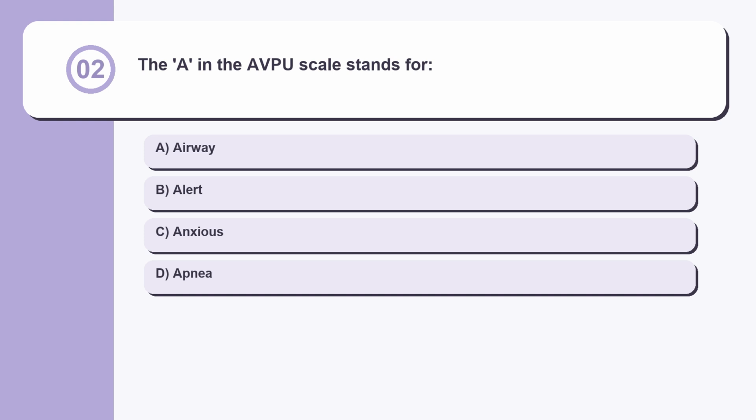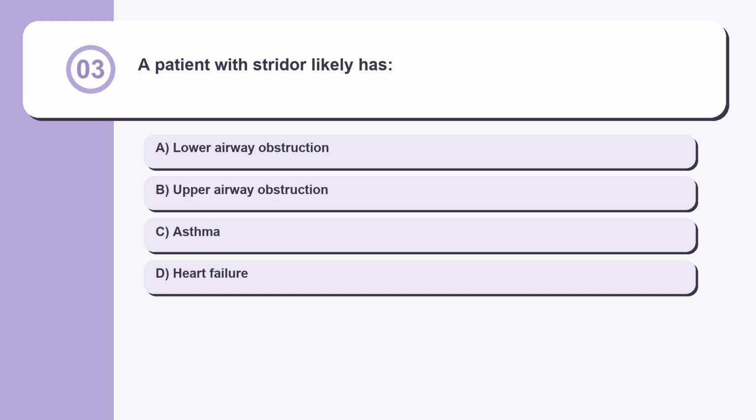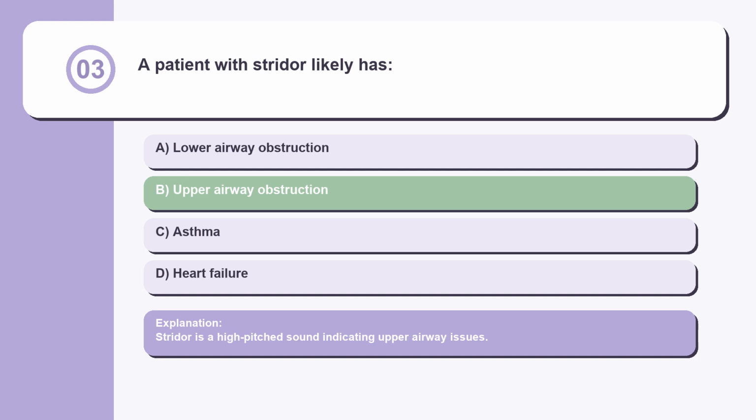Question 2. The I in the AVPU scale stands for: airway, alert, anxious, apnea. AVPU: alert, verbal, pain, unresponsive. Question 3. A patient with stridor likely has: lower airway obstruction, upper airway obstruction, asthma, heart failure. Stridor is a high-pitched sound indicating upper airway issues.